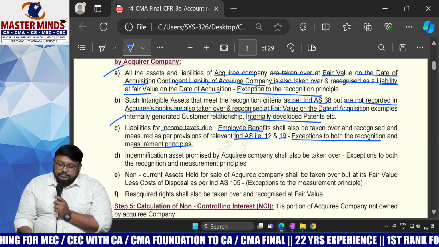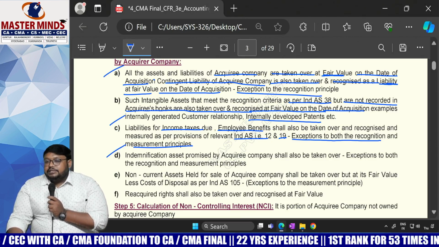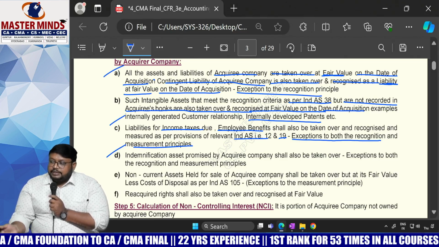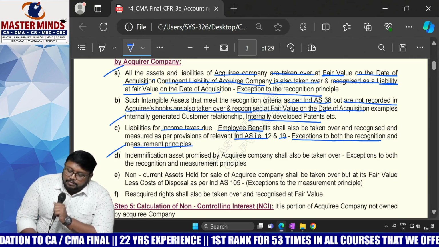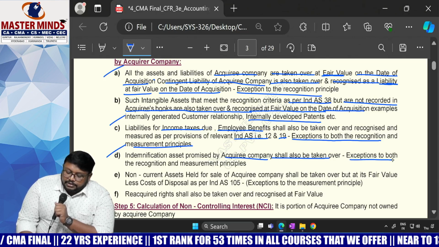Such cases. And indemnification asset. Indemnification asset, which is not recorded by the acquiree. Only for acquisition purpose, a new asset has emerged. A new asset has arrived right now. Indemnification asset promised by the acquiring company shall also be taken over, and it is also an exception for both recognition and measurement principles.